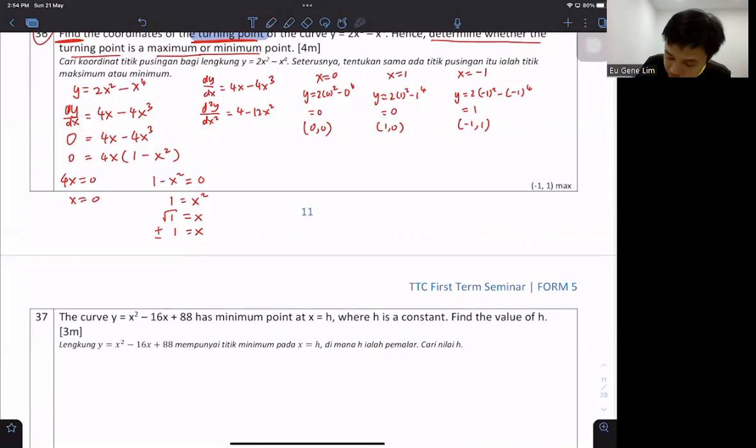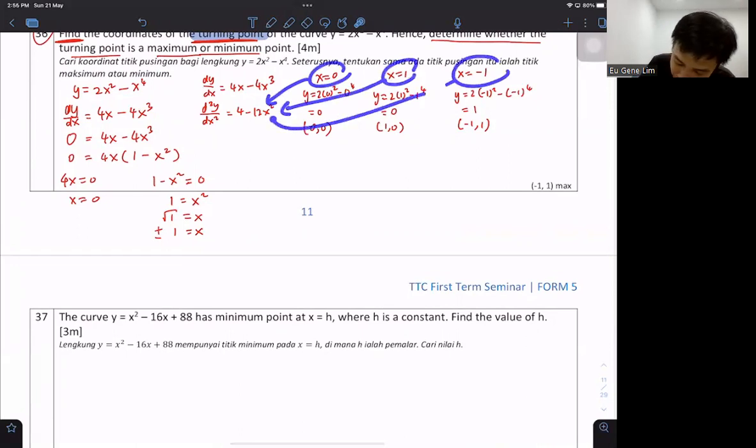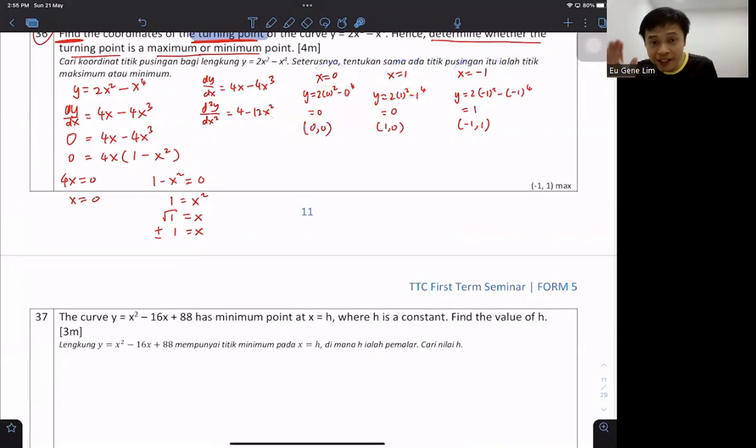So now you take the x value and sub it into d square y over dx square. Then you can find out whether it is positive or negative. Then you can know whether it is minimum or maximum, right? Understand? Let's try.